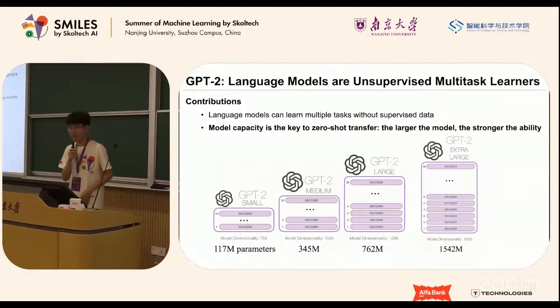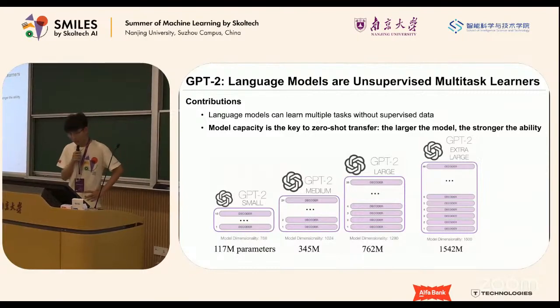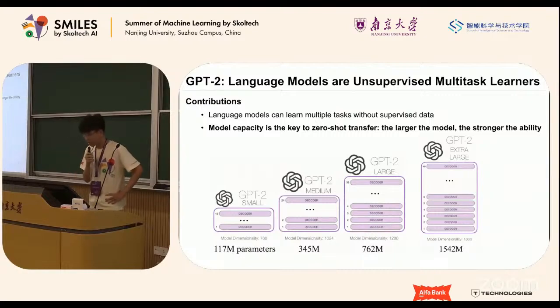Then let's discuss GPT-2. GPT-2 shifted the focus toward unsupervised multitask learning. The authors demonstrated that model capacity is the key to zero-shot transfer. The larger the model, the stronger its ability to perform tasks without supervised fine-tuning.